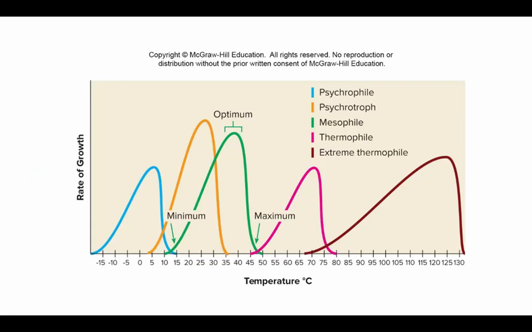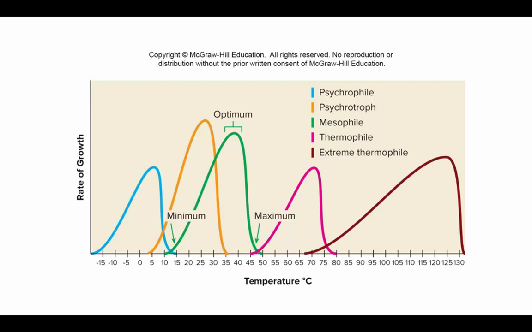This is a graph of the different types of adaptation groups for temperature. The psychrophile is the blue here, and you see it's at below 15 degrees Celsius. The psychrotrophs, these are the ones that grow slowly in the cold, and their optimum temperature is going to really be above 20 degrees Celsius. They'll grow up to about 35 degrees.